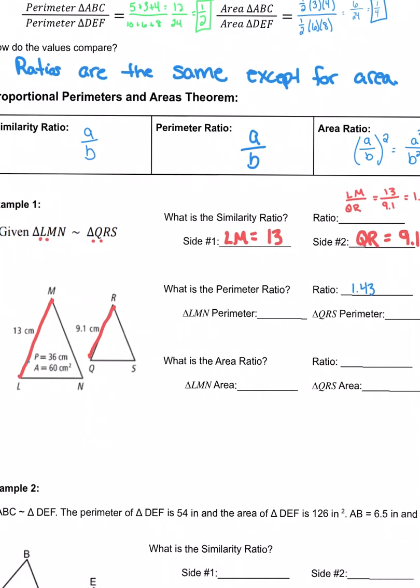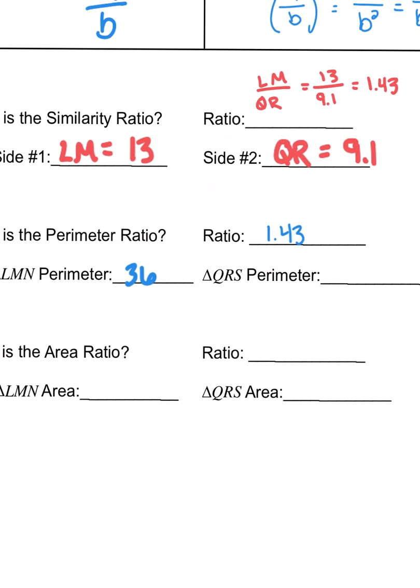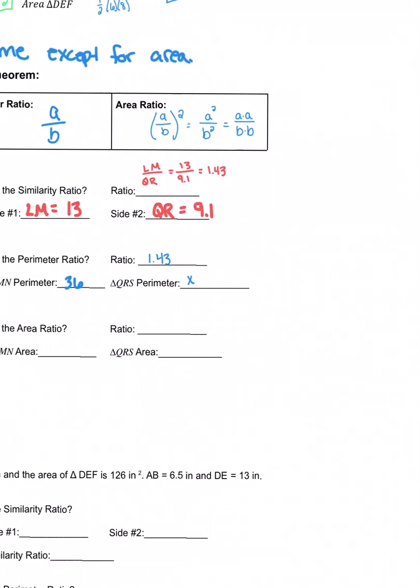So the perimeter of my first triangle is given to me right here. It's 36 centimeters. So 36. In the second one, we don't know what the perimeter is, so that's what we're going to have to find. So I'm going to mark this as X.